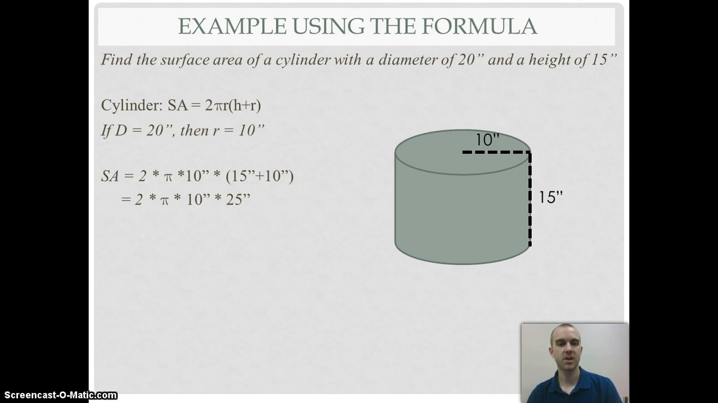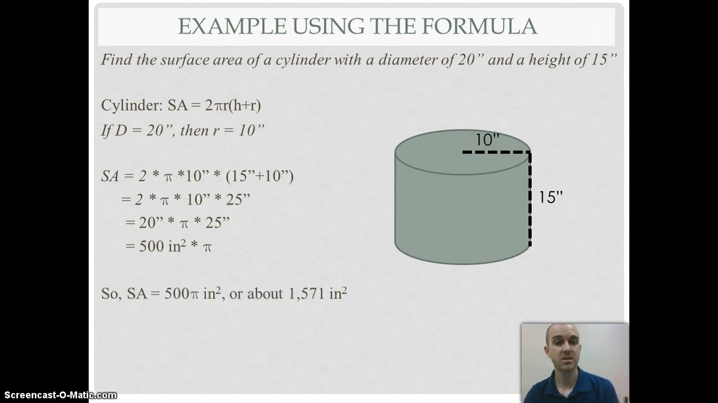And now I'm going to multiply my numerical values and leave pi. So 20 times 25 becomes 500 square inches. So if I want to write it as exact, I would say it's 500 pi square inches. But if I wanted to actually approximate with pi, and I typically use 3.1415, I'd get about 1,571 square inches represents the surface area of the cylinder.